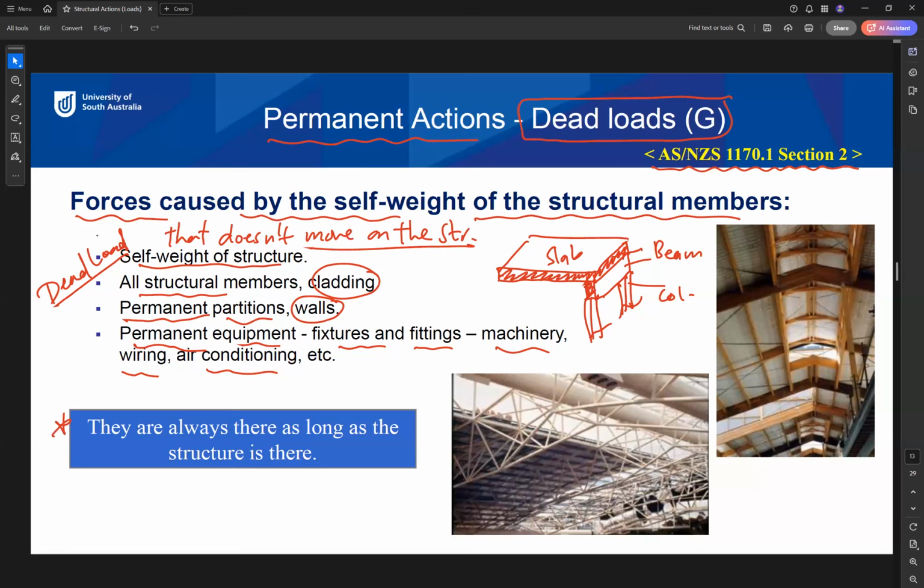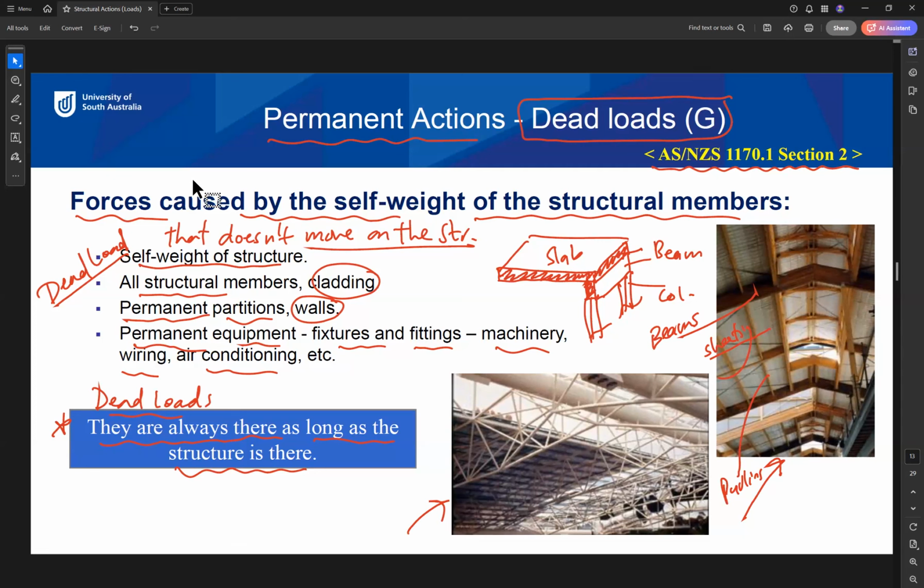Or in other terms, we can say the dead loads are always there as long as the structure is there. So the dead load is any load that is always there and will stay as long as the structure is there. Similar to, for example, this photo and this photo. If you can see, we have the piers or girders or beams, and we have purlins. We have the sheeting itself and any other structure elements can be seen in the photo.